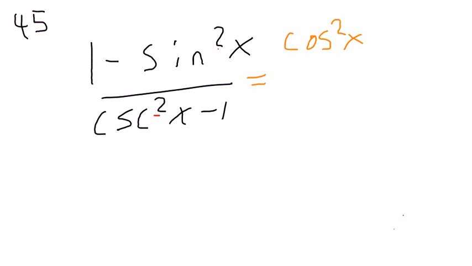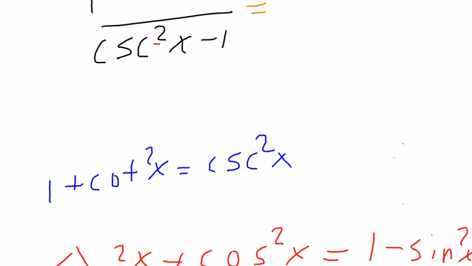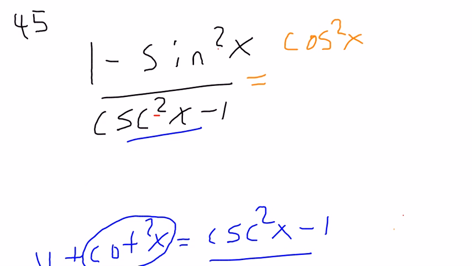Alright, well what do we do with the bottom? Cosecant squared minus 1. Well similarly, you can see in the last Pythagorean identity that 1 plus cotangent squared equals cosecant squared of an angle. If I subtract 1 from both sides, I find out that cotangent squared equals cosecant squared minus 1. So I'm left with cosine squared over cotangent squared.